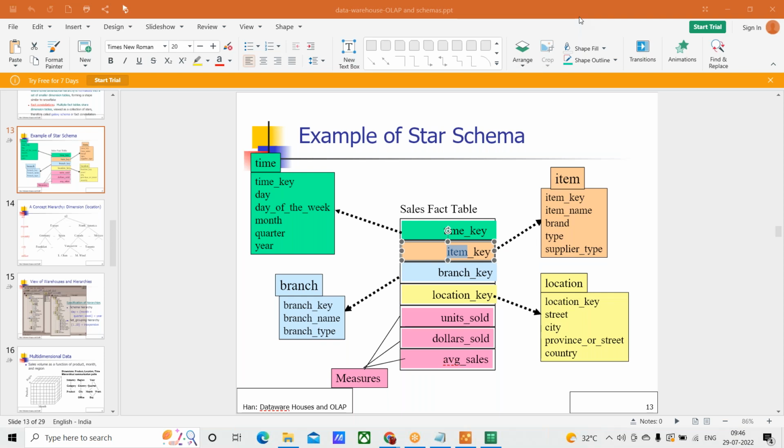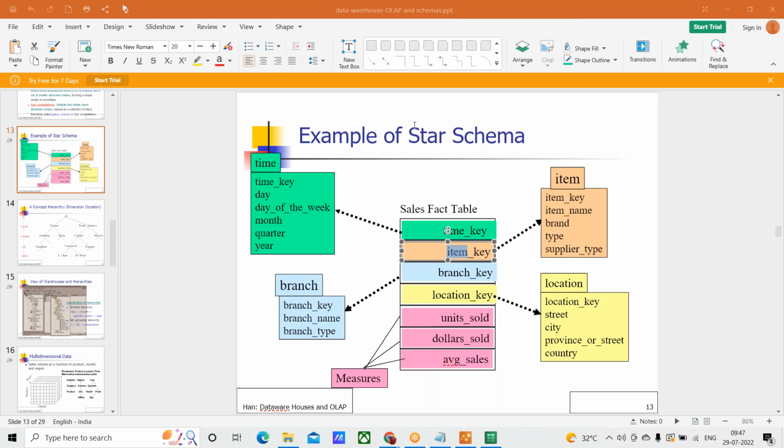This is all designed by data warehouse concepts, when they were invented. This is the design: the fact table should have all the keys of the dimension tables. Why? Because by joining them, we can get the respective information whatever we want. Okay, so these are the dimensions.